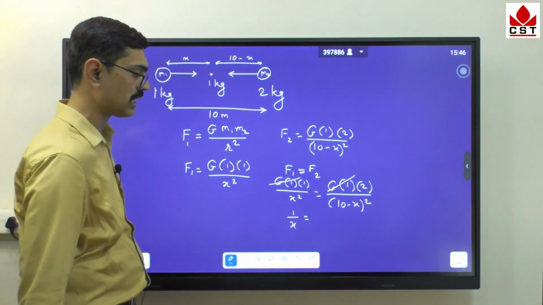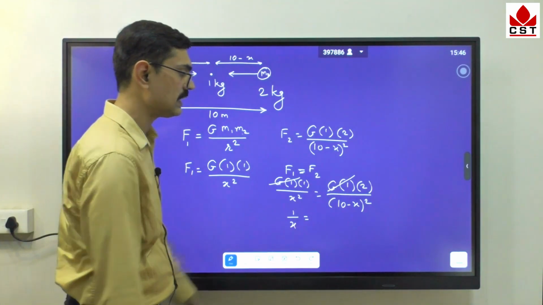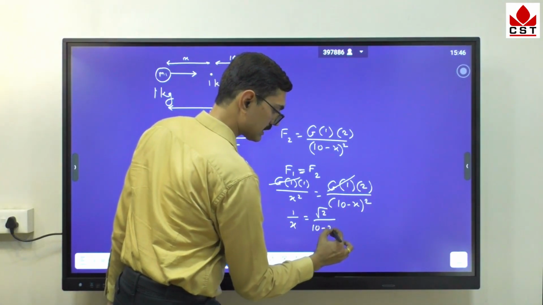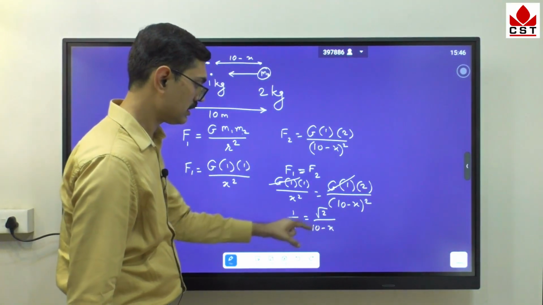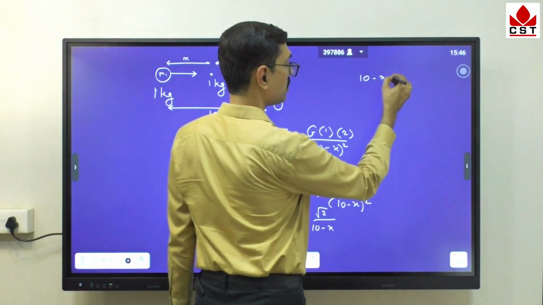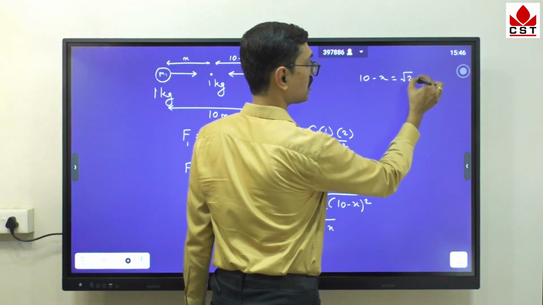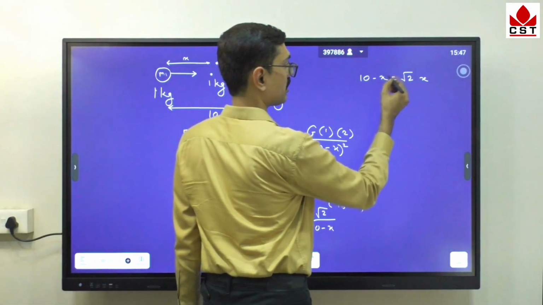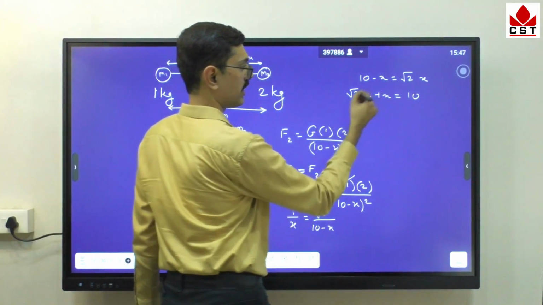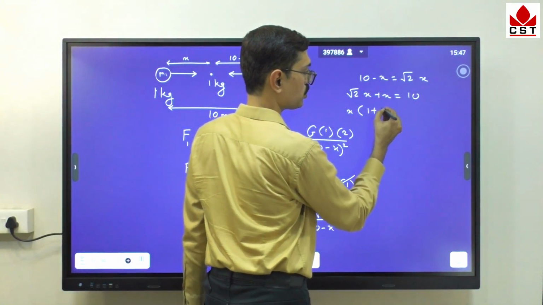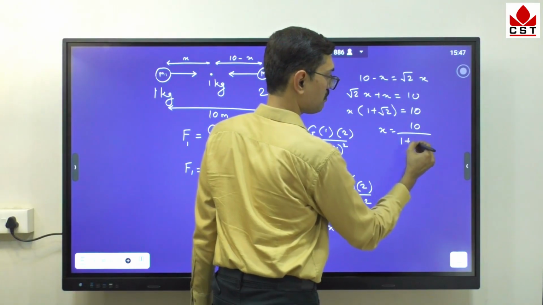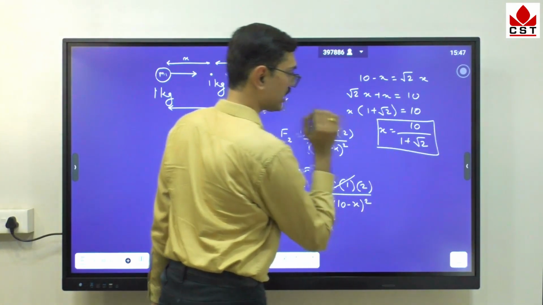So 1 upon x square becomes 1 by x. And on the right side, 2 upon (10 minus x) square becomes root 2 upon 10 minus x. So it is very easy to calculate. Then cross multiply. So 10 minus x is equal to root 2 times x. Then we will get root 2 x plus x is equal to 10. Take x common. So x (1 plus root 2) is equal to 10. So we will get x is equal to 10 by (1 plus root 2). So this is our final distance.